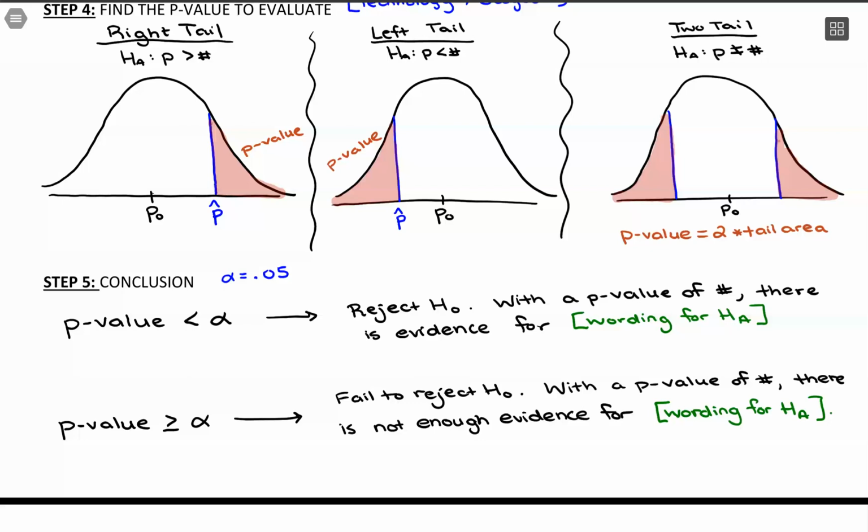So this is where the wording, it doesn't look like it changes much, but it does completely change our conclusion in that having evidence, so we've proven the alternative, or not having evidence, so we can't prove that alternative hypothesis. All right, so let's try this out with some examples.